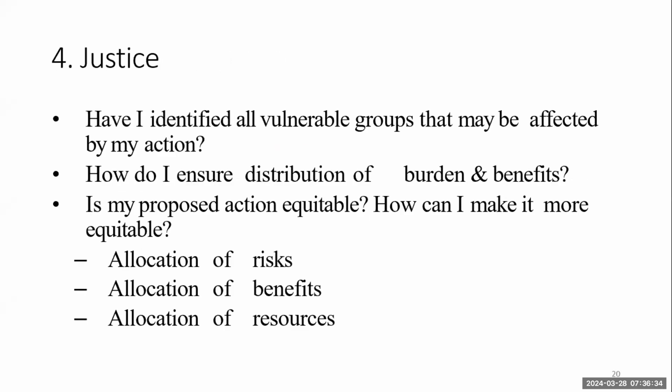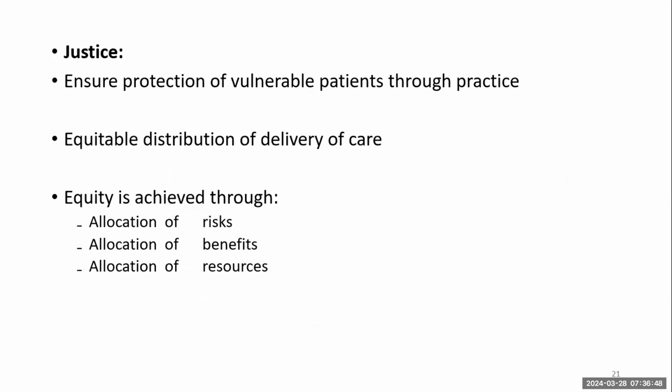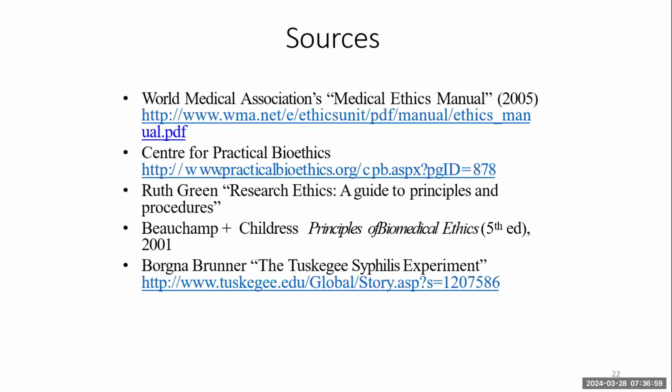For justice, have you identified all vulnerable groups that may be affected? How do you ensure distribution of burden and benefits? Is the proposed action equitable, and how can you make it equitable? By allocation of risk, allocation of benefits, and allocation of resources. So justice also ensures protection of vulnerable patients through practice, equitable distribution of delivery of care, and we've said equity is achieved through allocation of risk, benefits, and resources.